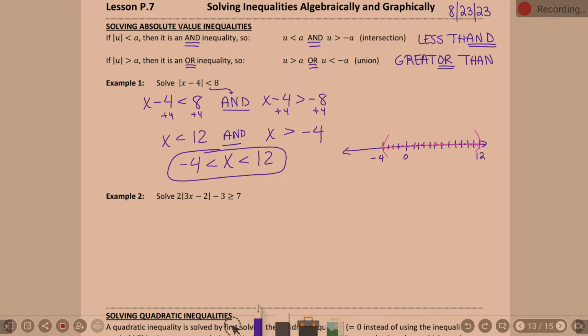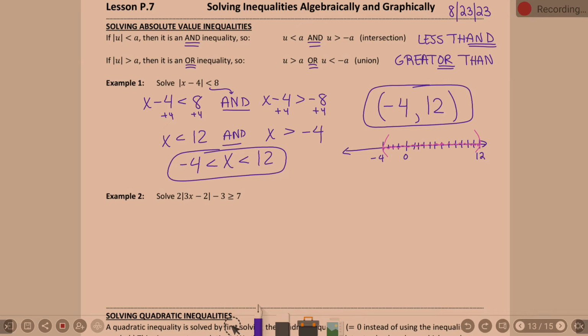Where does my shaded interval start at? -4 with a parenthesis, because it's not equal to, comma. Where does my shaded interval end at? 12 with a parenthesis. So there's your interval notation that I will still be looking at. Okay?